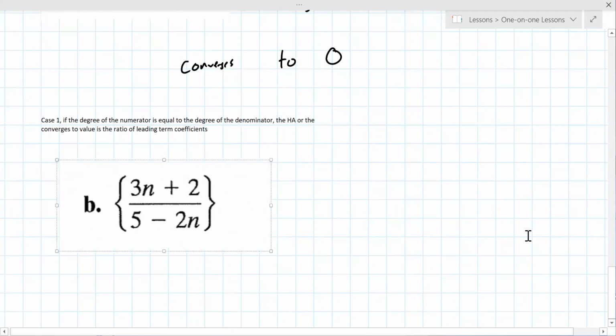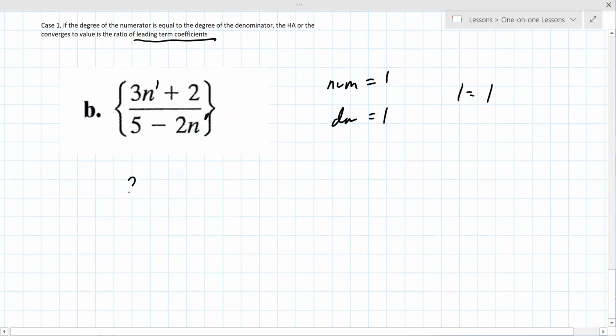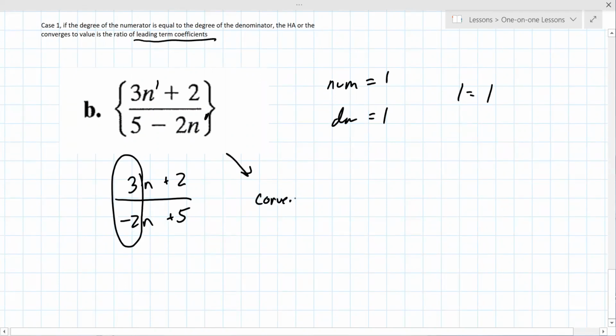See how the numerator has degree 1 and the denominator has degree 1? So now it's the ratio of the leading term coefficients. This is written poorly because it's not in the correct order. It's supposed to be minus 2n plus 5 on the bottom, and then it's the ratio here. So you just find the n coefficients. Minus 3/2.